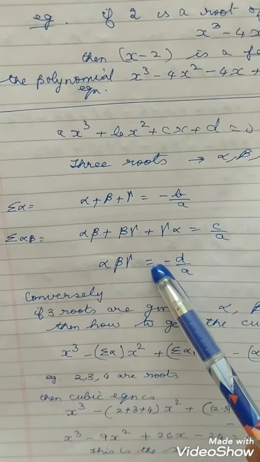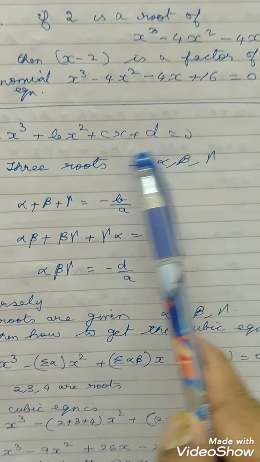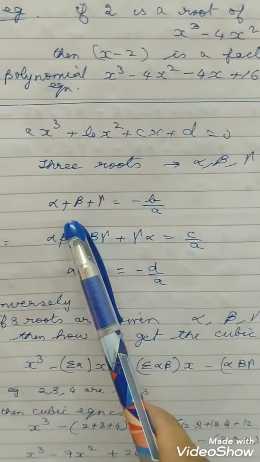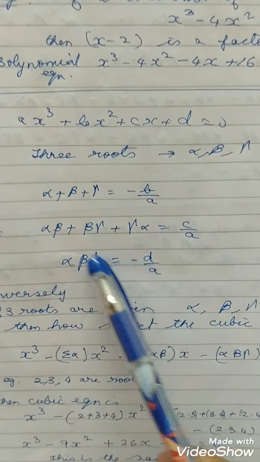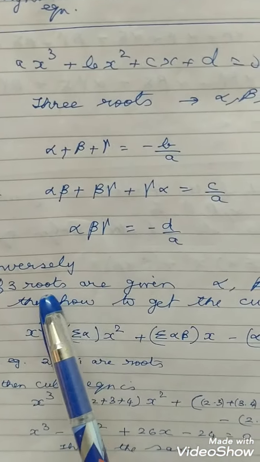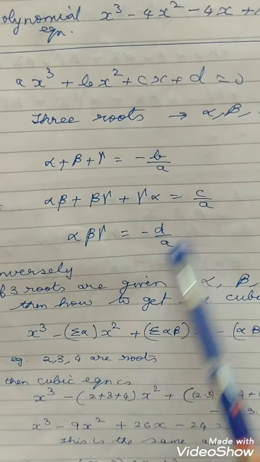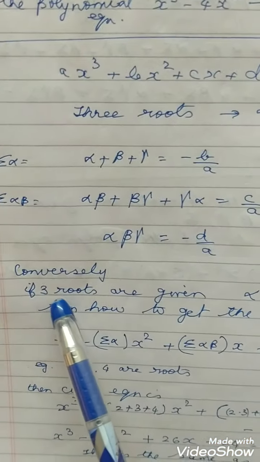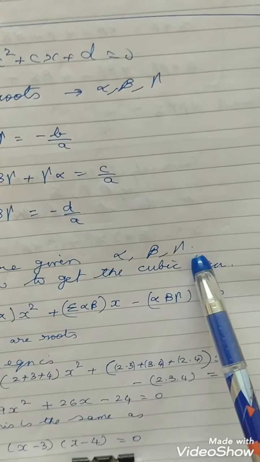Now conversely, please remember here, a cubic equation is given and the three roots are alpha, beta and gamma. You're trying to get the sum of the roots, the sum of the product of the roots in pairs, as well as the product of the roots. Now the converse: if three roots are given, your equation is given, you come to the roots. Here three roots are given, let's say alpha, beta and gamma.